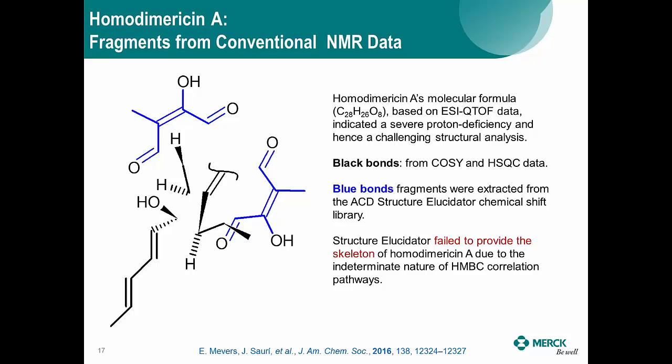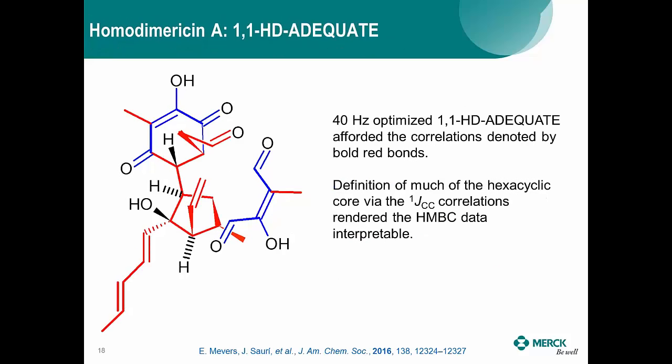The HMBC experiment was too messy for analysis because everything correlated to everything. So because of that, we ran a 40 Hz optimized 1,1-ADEQUATE, which afforded the correlations denoted here by the red bonds. As you can see, we were able to define pretty much the core of the molecule. And after that, with what we got from the 1,1-ADEQUATE, all the correlations from the HMBC were now interpretable.